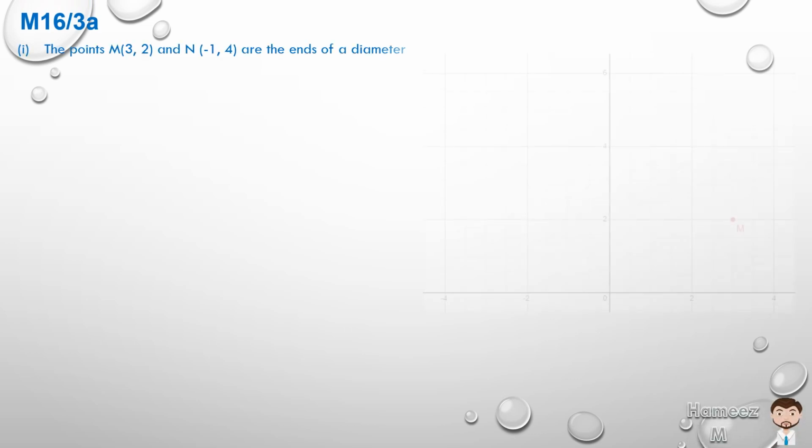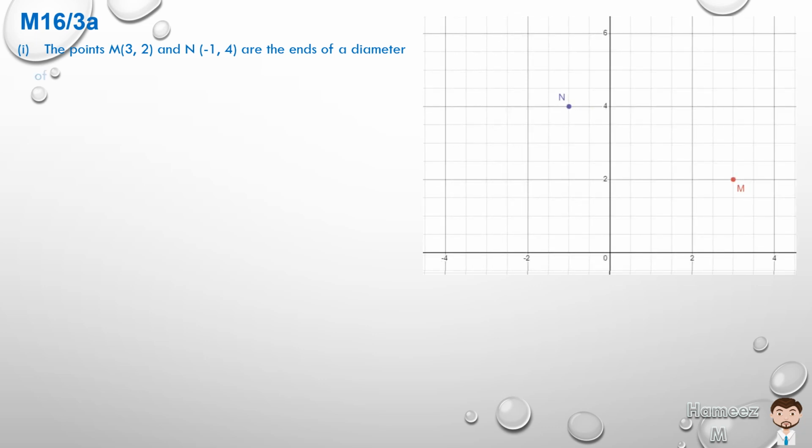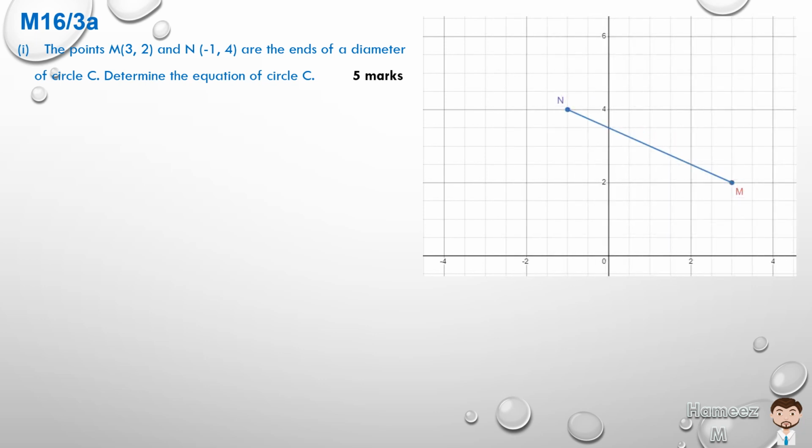May 2016, number 3A, part 1. The points M (3, 2), so let's bring that up in a little sketch on the right-hand side, and N (-1, 4), let's also add that, are the ends of a diameter of a circle. So let's draw a line straight across to indicate such. So we have our diameter. Determine the equation of the circle C.